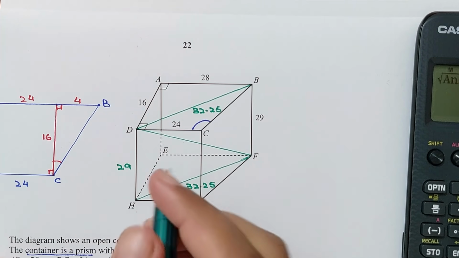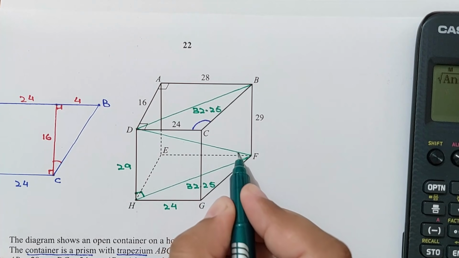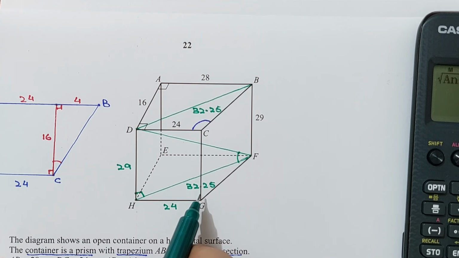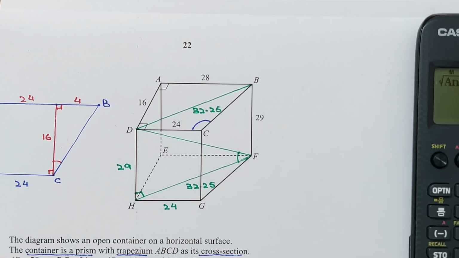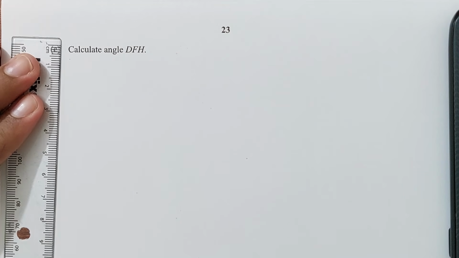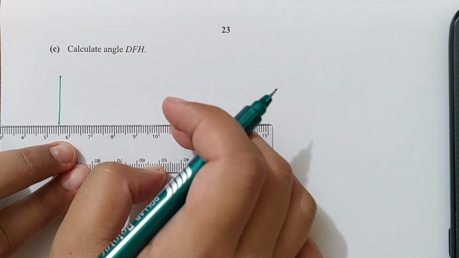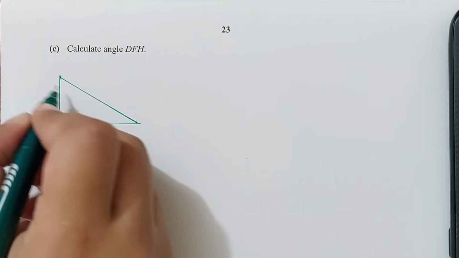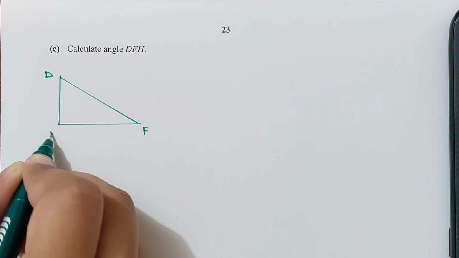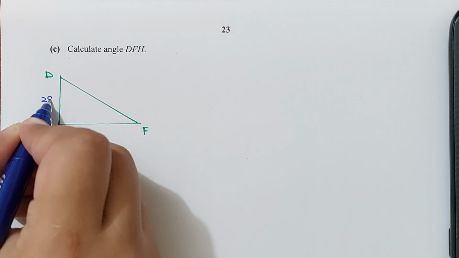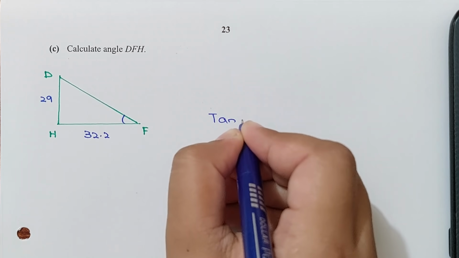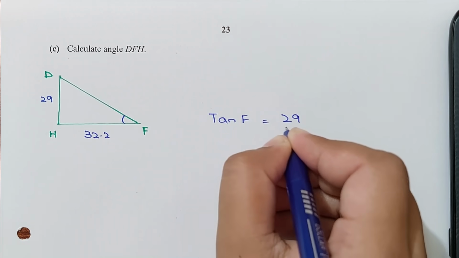Now we have to solve for the angle. This is a right angle triangle over here, with angle DFH. We have the opposite and the adjacent side, so applying the trigonometric ratio of tangent we get that angle. Let me draw this triangle separately. Here is D, here is F, and here is H. This is 29 and this is 32.2. Tangent of angle F is opposite 29 over adjacent 32.2.